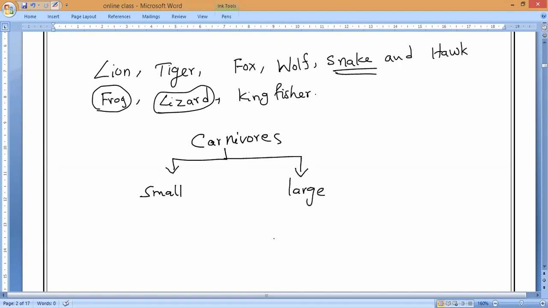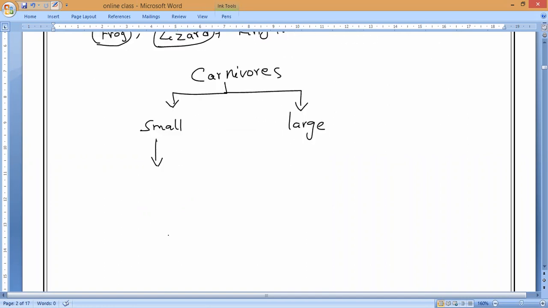Now if we take the small carnivores, which feed on herbivores, we used to call them secondary consumers. For example, frog, lizard, bird, and fox, etc. They all are called secondary consumers. So please note it down. The small carnivores which feed on herbivores.